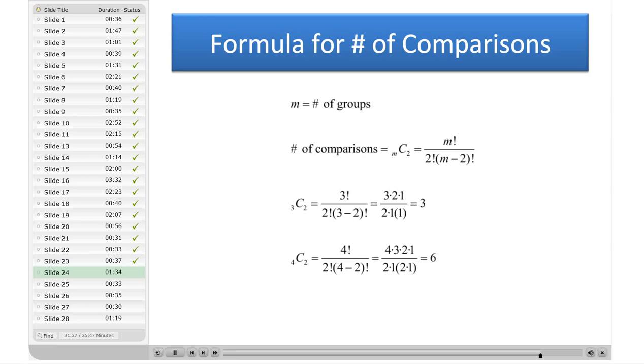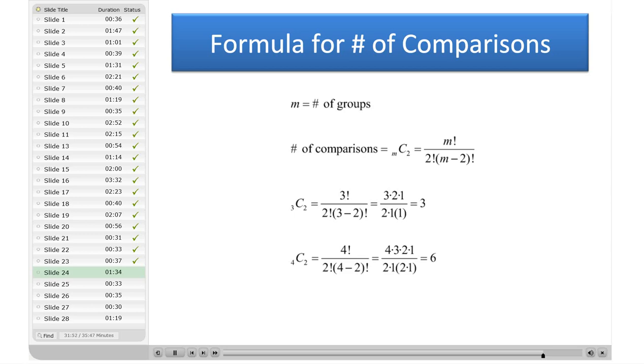Now you'll recall this choose function from the lecture that we had on the binomial probability distribution. So m choose 2 is going to be m factorial over 2 factorial times m minus 2 factorial. And you can use software or a calculator to get this number for you.